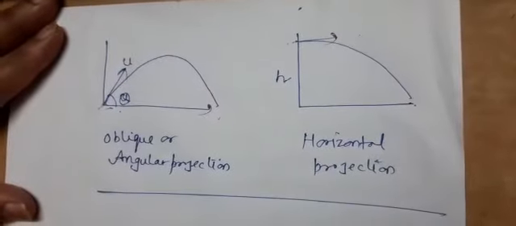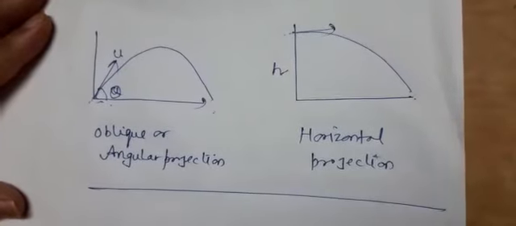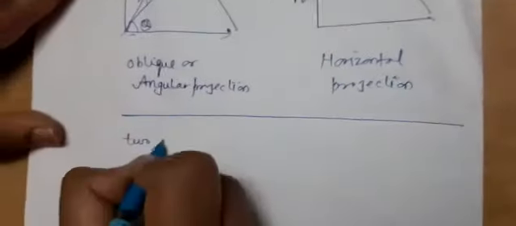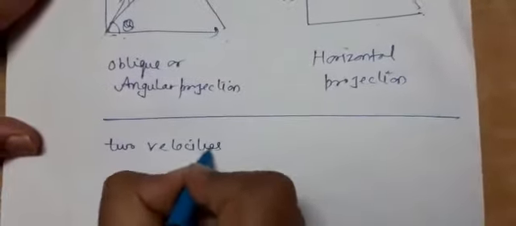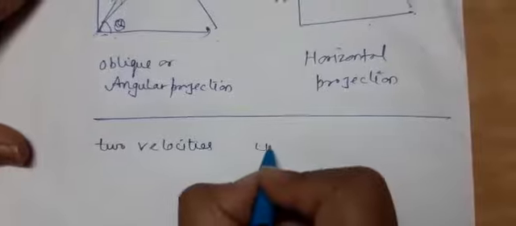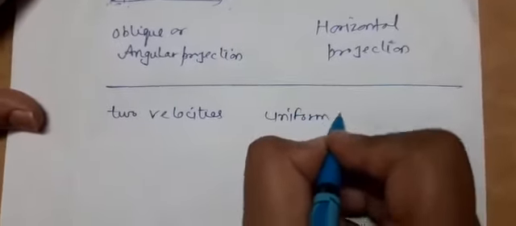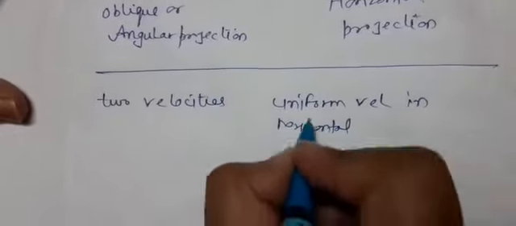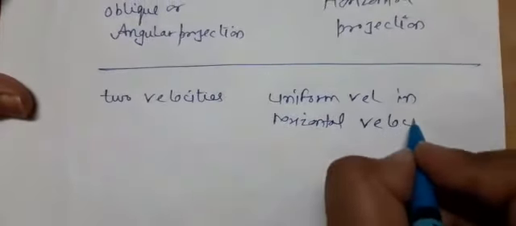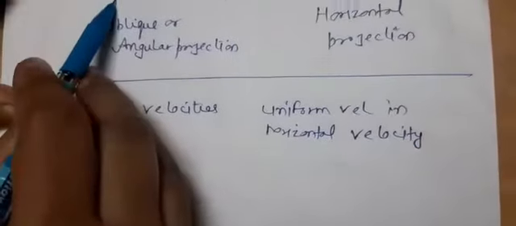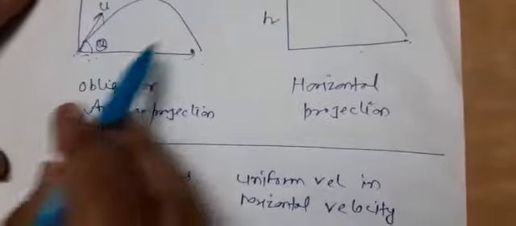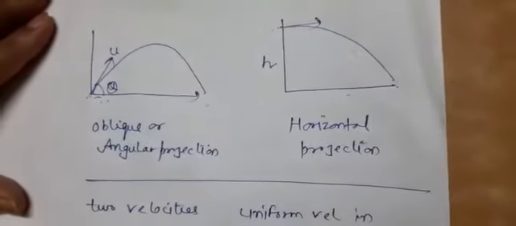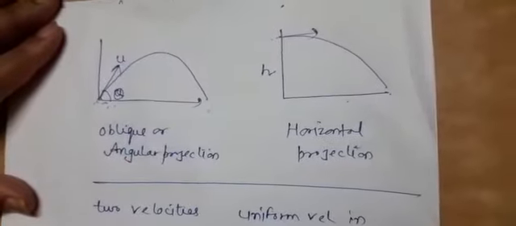One important point which we have to learn is that in projectile motion, the projectile moves under the combined effect of two velocities. Here two velocities are there, that is uniform velocity in horizontal direction. In either of the two projectile motions we are taking, the horizontal component of velocity will always remain the same, either this or this one. So one point you have to understand, I will explain it while we derive these.